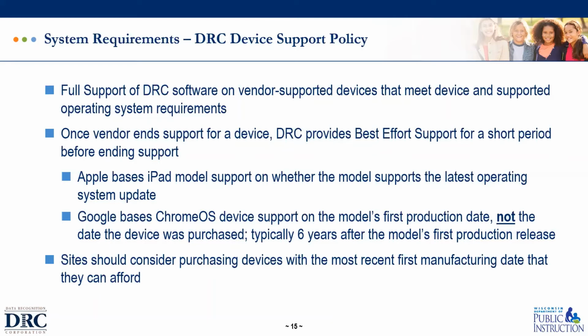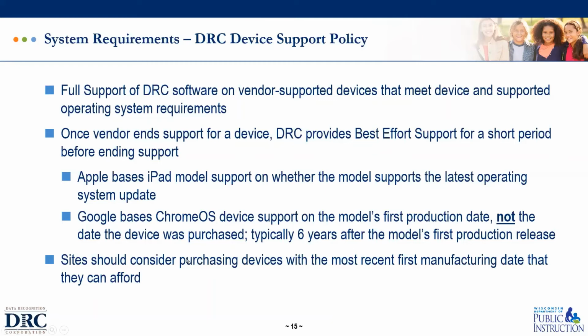The other scenario that we're seeing very frequently now is that Chrome devices have been out in the environment for the last 5 or 6 years, and we're starting to see Google's policy come into play. Google's policy around support is they will support Chrome OS devices generally 5 or 6 years after a device's first production date, not the date you purchased it, but the date that it first went into production. That's typically 6 years. We'll get into this a little more in a minute, but that's how Google has determined their support policy for Chrome OS devices.